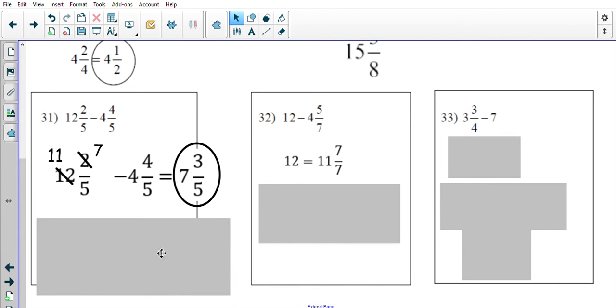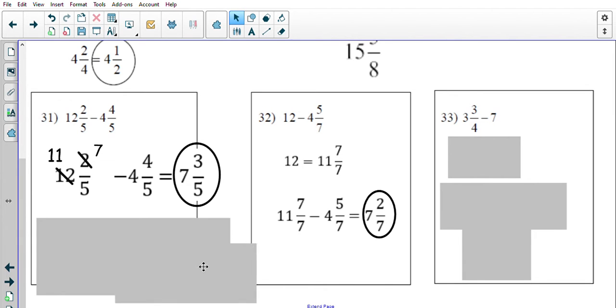So 12 we can rewrite as 11 and 7 sevenths, right? Because 7 sevenths is one whole, and one whole plus 11 is 12. So if I rewrite it as 11 and 7 sevenths, take off 4 and 5 sevenths, 11 minus 4 is 7, 7 minus 5 is 2. We get 7 and 2 sevenths for our solution.